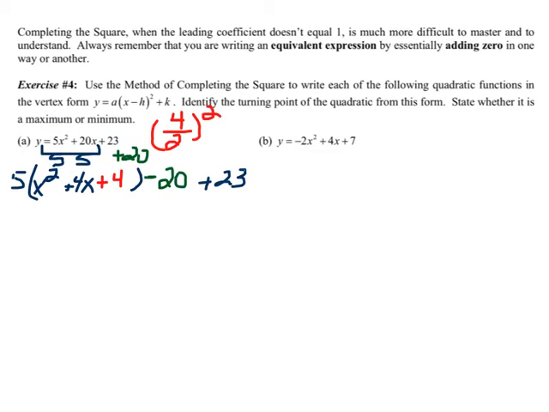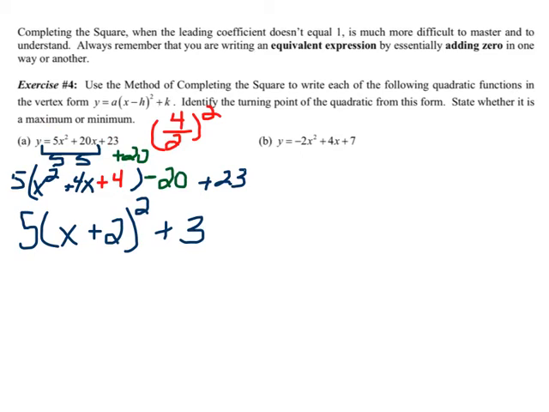Now let's go ahead and factor this. 5 goes out front. And I'm going to have x plus 2 squared plus 3. Remember, we're getting good enough now that I don't have to write x plus 2 times x plus 2. We know that it's x plus 2 squared plus 3.